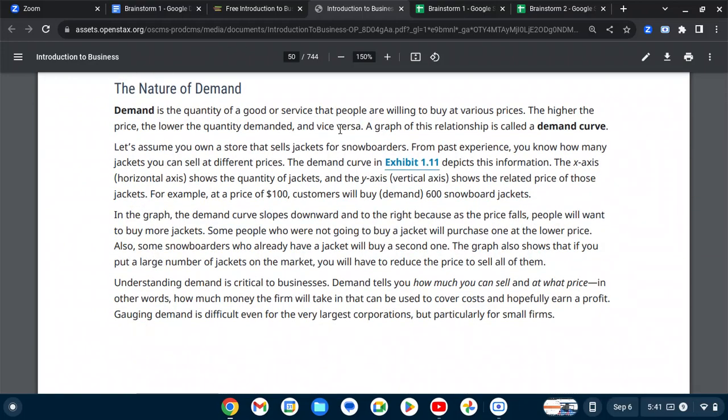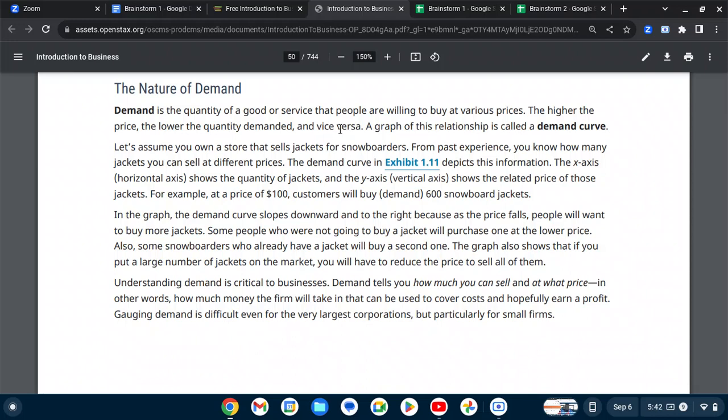The nature of demand. Demand is the quantity of a good or service that people are willing to buy at various prices. The higher the price, the lower the quantity demanded, and vice versa. A graph of this relationship is called a demand curve. Let's assume you own a store that sells jackets for snowboarders. From past experience, you know how many jackets you can sell at different prices. The demand curve in Exhibit 1.11 depicts this information.